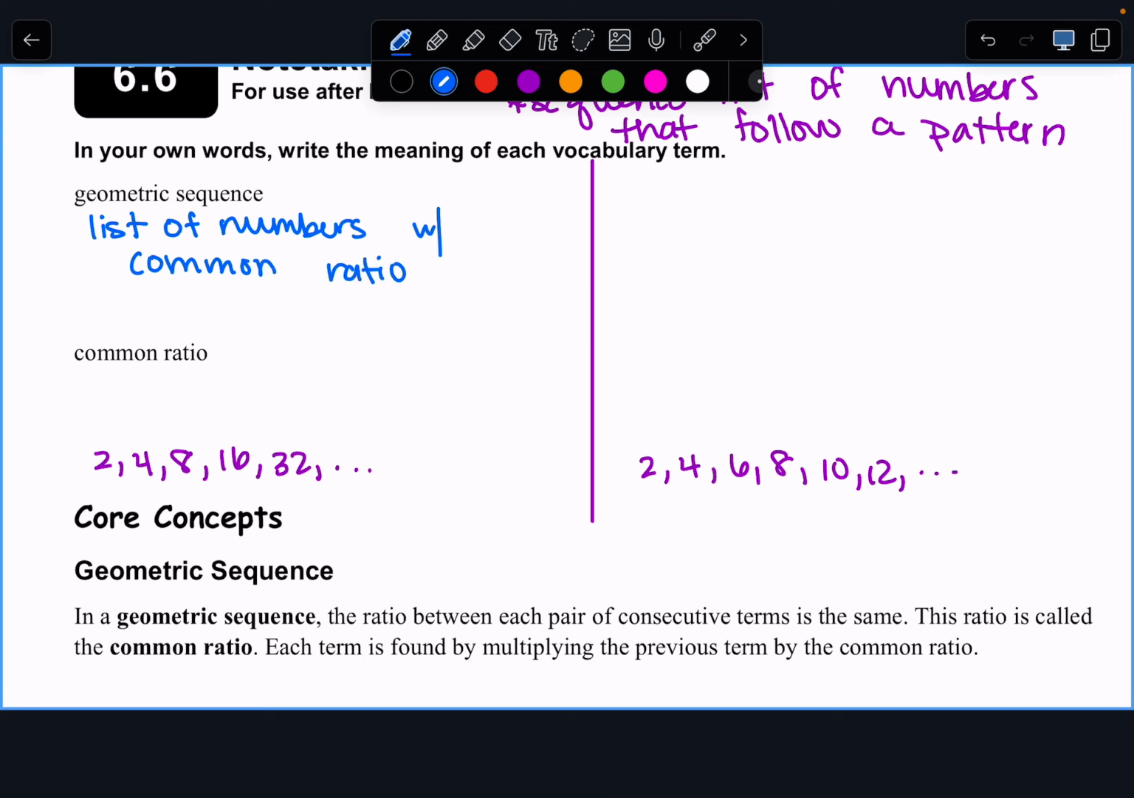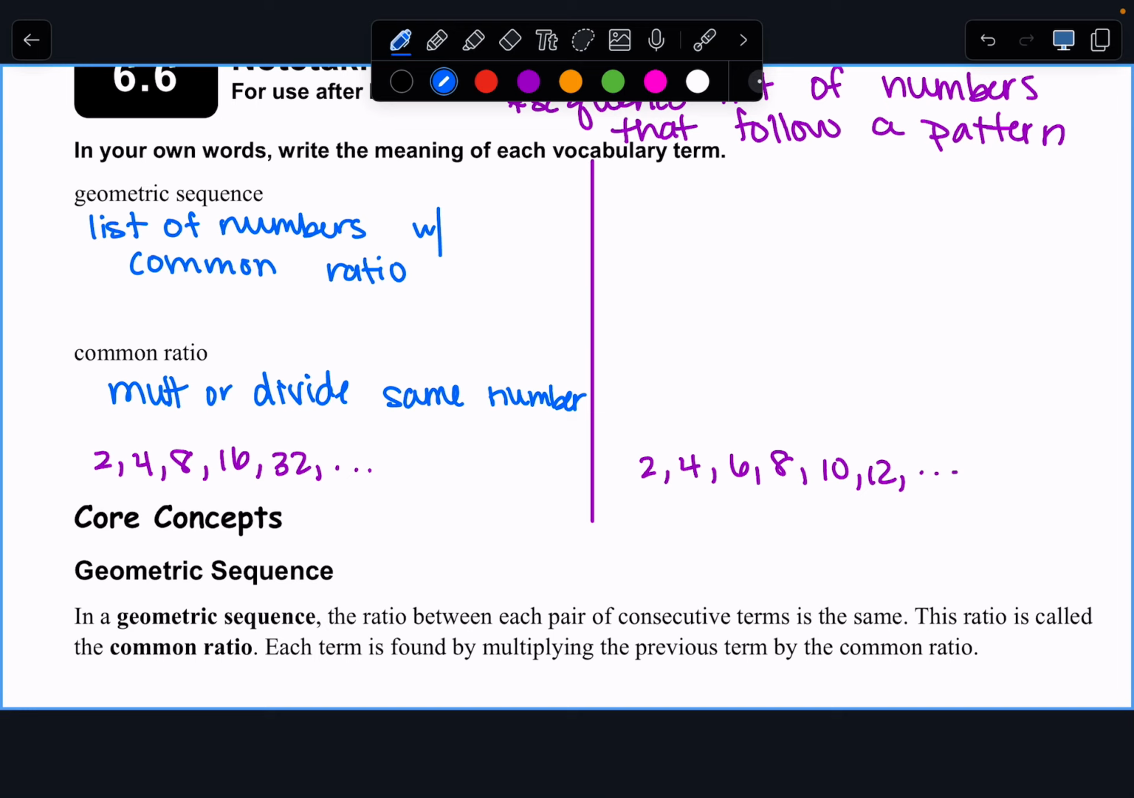That is a fancy way of saying that we are going to multiply or divide the same number over and over from term to term. So from 2 to 4, I multiplied by 2, and then the next one we multiplied by 2, and then the next one we multiplied by 2.